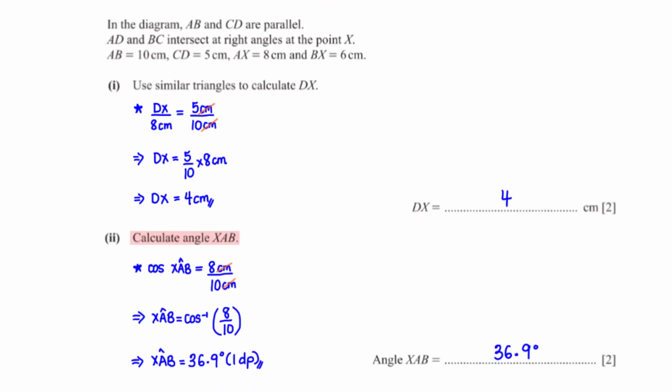Calculate angle XAB. To get angle XAB, we apply SOHCAHTOA to triangle ABX. This gives us cos of angle XAB equals 8 centimeters over 10 centimeters. When we make angle XAB the subject, this is what we get. When we type this into the calculator, we get 36.9 degrees rounded to 1 decimal place.